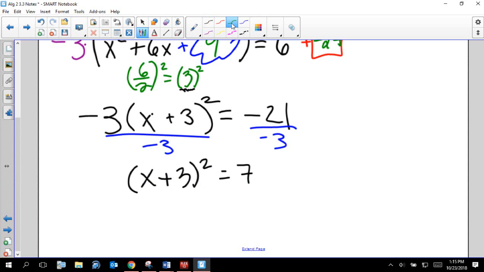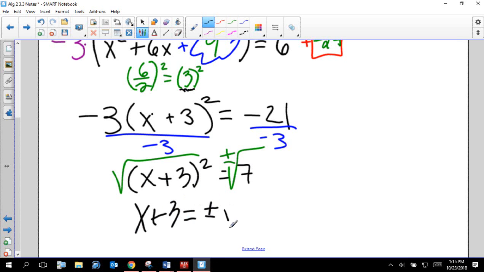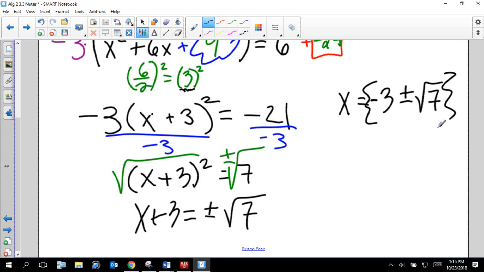And we're going to square root. And when you square root, you got to put plus minus in. Is there a square root of 7? Nope. Okay. We're going to subtract the 3. Negative 3 plus or minus square root 7. Nothing else I can do. That'll be in my answers.